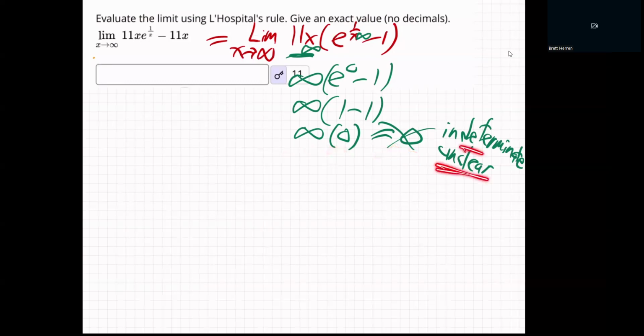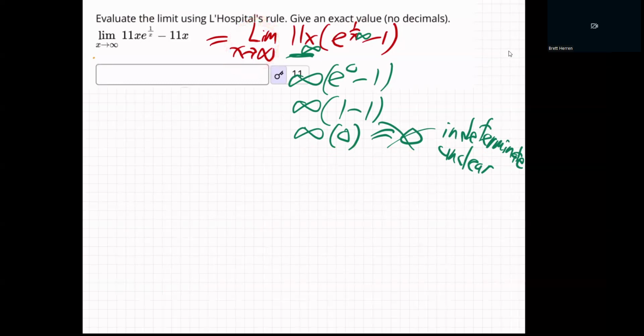You might think, no, come on, Mr. Aaron, 0 times anything is 0. No, no, no. The problem is, remember, it's a limit. So it's just getting close to 0. It's not exactly 0. Yeah, if it was exactly 0, you're right.